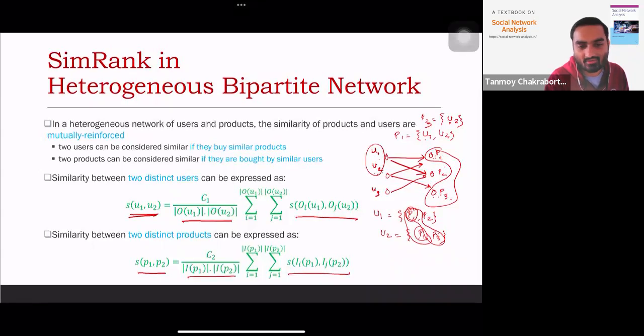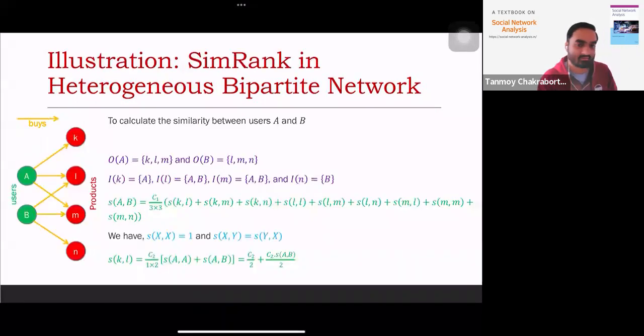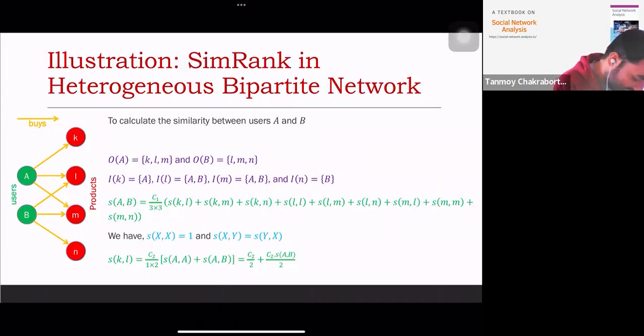Then you may wonder, when do we stop? It seems like we keep on depending on each other, and it's not very intuitive how to stop. So let's take an example, then you will see that it will stop. Let's assume this is a simple bipartite network with 2 users and 4 products, and the task is to measure the similarity between user A and user B.